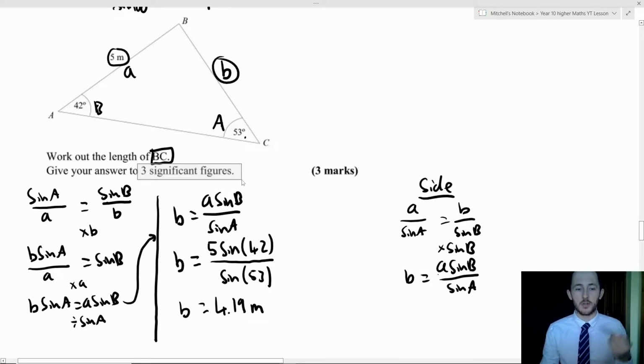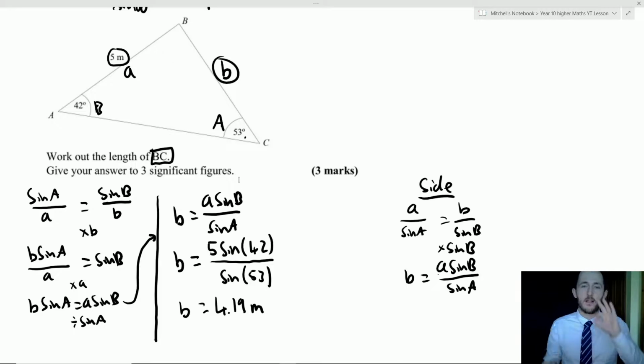Sometimes they ask you for 2 decimal places. So don't just always do 3 significant figures, because you'll drop a mark if you don't have the right number. Just double check the question. Because again, if they say 2 decimal places and you do 3 significant figures, you can drop a mark. If they don't say anything, 3 significant figures. That's it.